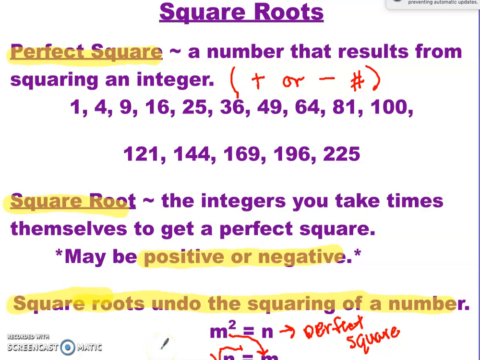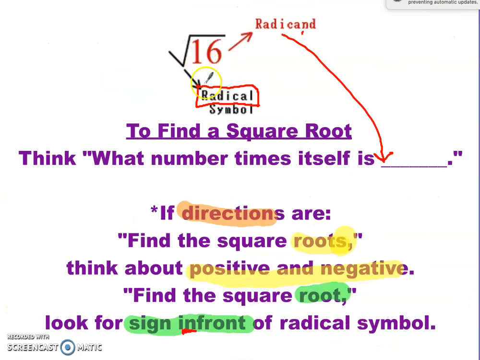Square roots undo the squaring of a number. So here, m squared equals n. If I square root n, I should get m. This is a little confusing until we see it in action. Okay, so there's a few different vocabulary that we need to know.